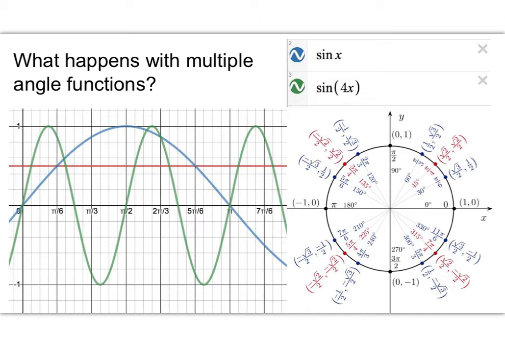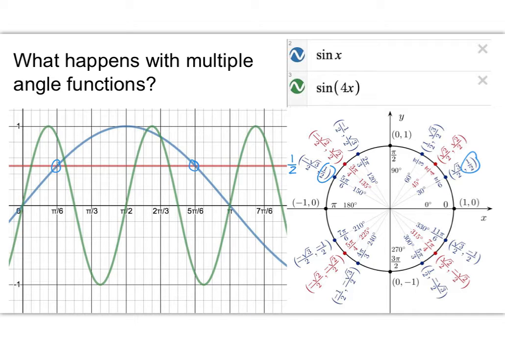So I've graphed both sine of x and sine of 4x here. And what I've done is I've put in a horizontal line at a height of 1/2. What I'd like us to notice is that for sine of x, we get our two predictable answers at pi over 6 and 5 pi over 6. Both of those have a height of 1/2.